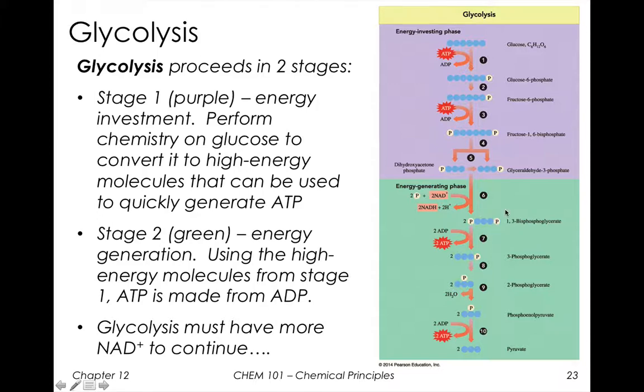And then the second half of the pathway, the second stage shown in green here, is our energy generation. Once we've made these high energy phosphorylated intermediates, we can then use them to synthesize ATP. It's not written on this slide, and this is something that we'll talk about in much more detail in class. This process of synthesizing ATP is called substrate level phosphorylation.